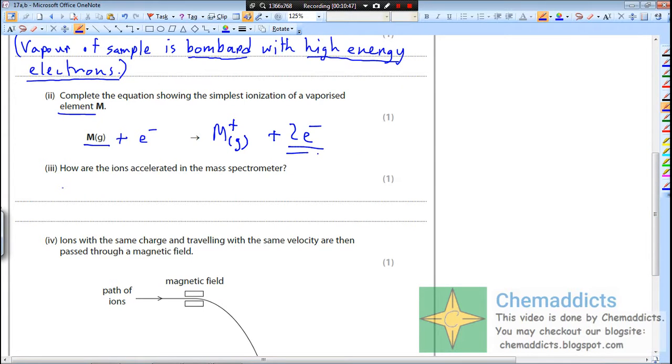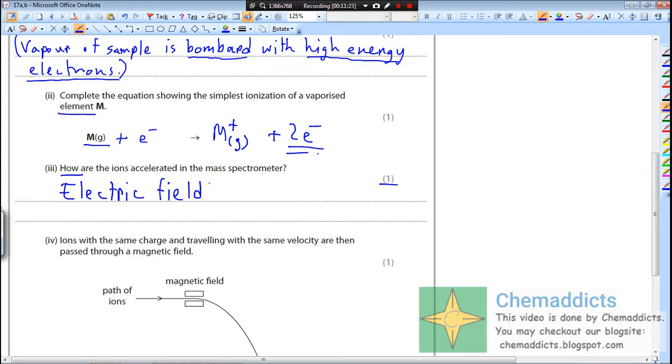How are the ions accelerated in the mass spectrometer? Well fellas, here we need to just mention the step where the ions are accelerated in the mass spectrometer. If we just write the answer electric field, then we are able to get this mark. So the ions are accelerated in the electric field.